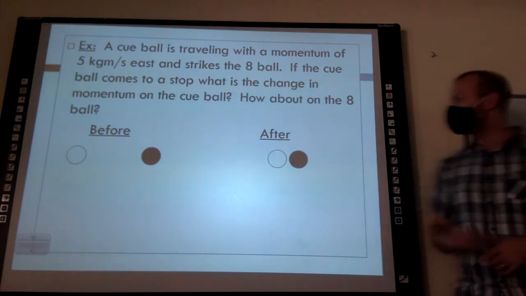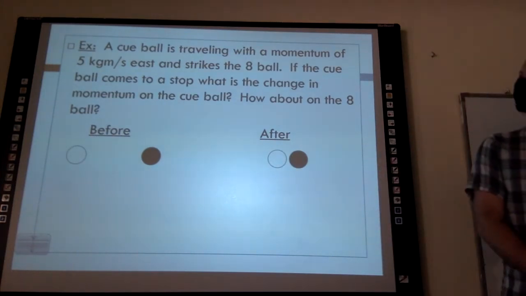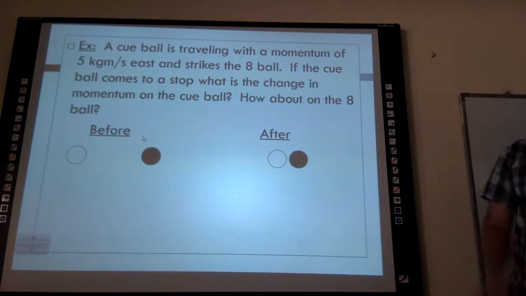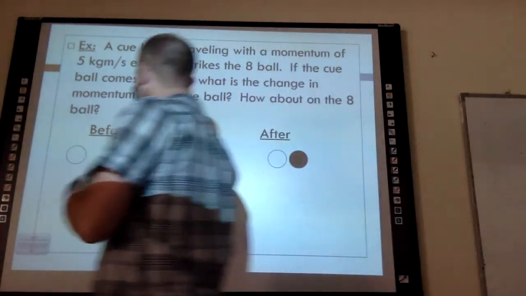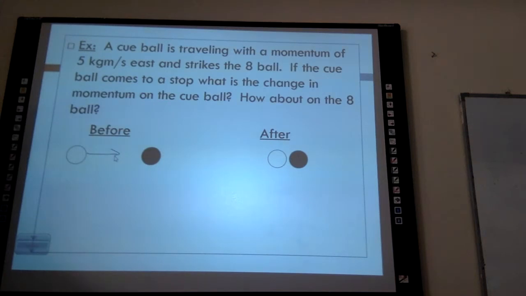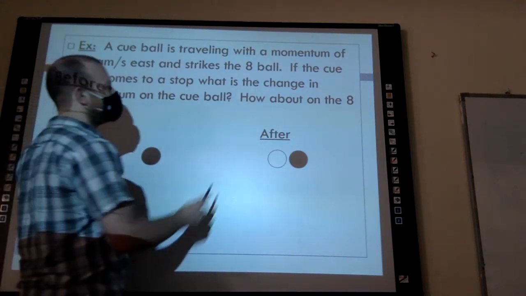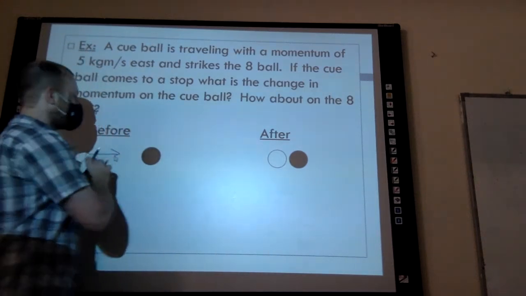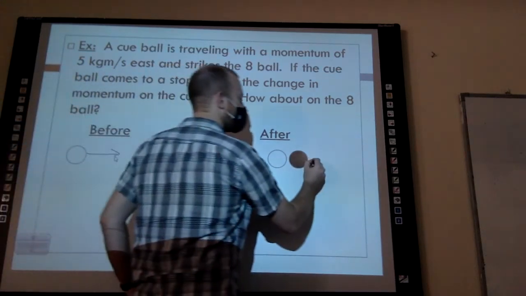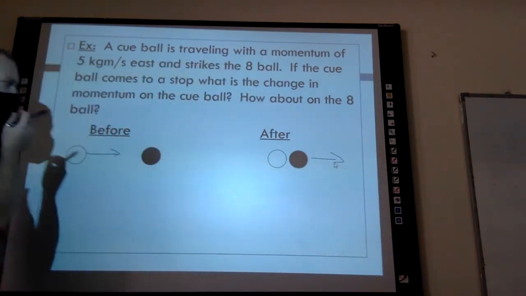So, let's imagine something like this. You'll see lots of times they use pool or billiards in these examples. We've got a cue ball traveling with some momentum. What does that tell us? It tells us the speed and the direction, and it's hitting the 8 ball. If the cue ball comes to a stop, we want to know what is the change in momentum on the cue ball, and how about the 8 ball? Essentially, this ball is hitting this one, it transfers all of its momentum, and this one continues.